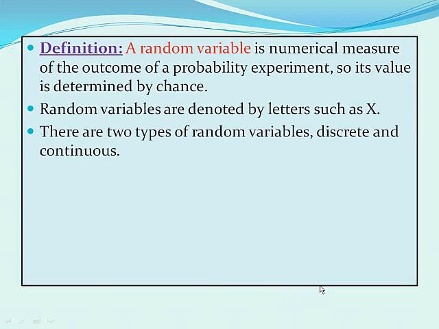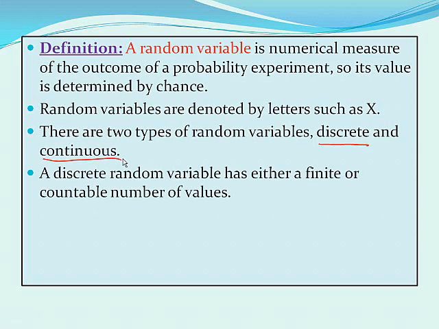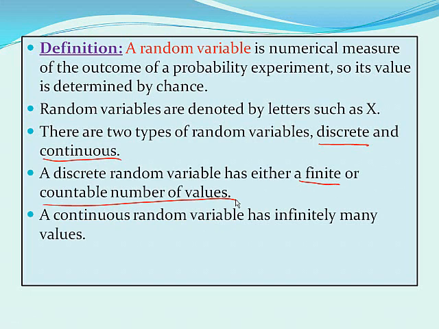There are 2 types of random variables. One is called a discrete random variable and the other is called a continuous random variable. A discrete random variable has either a finite or countable number of values. A continuous random variable has infinitely many values.